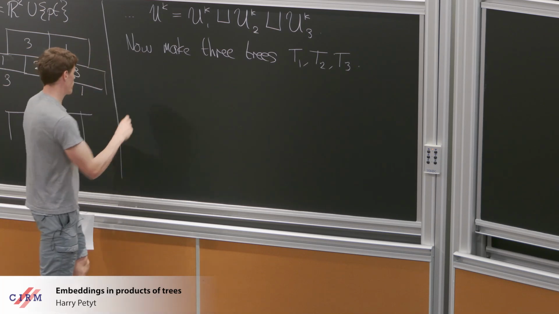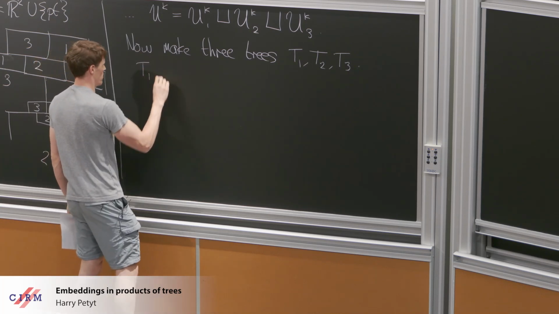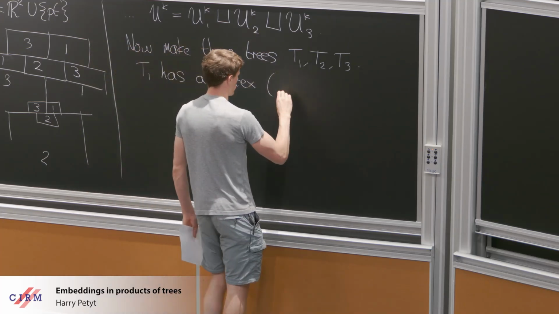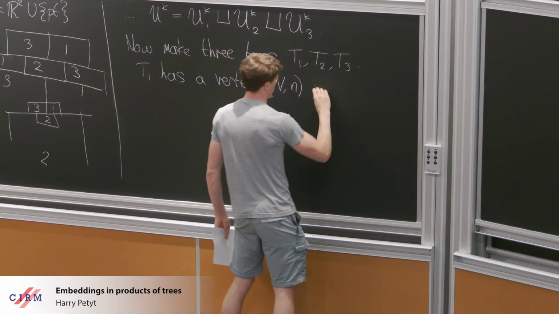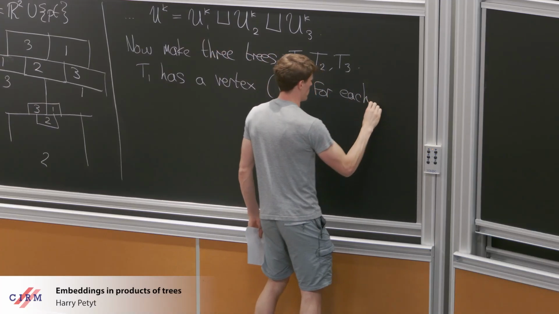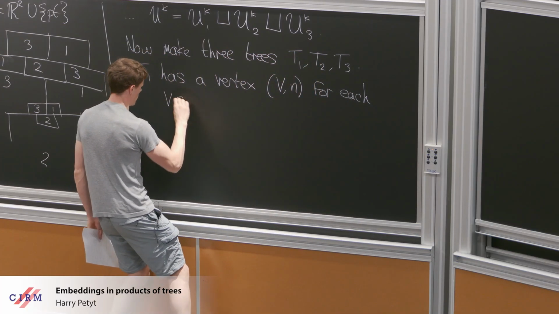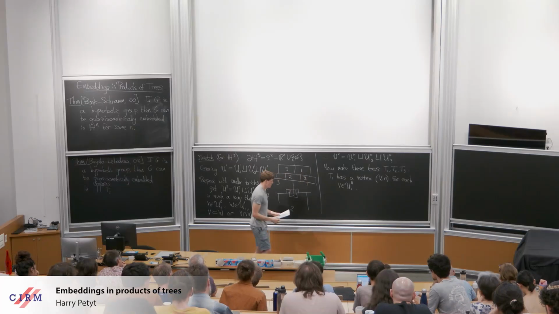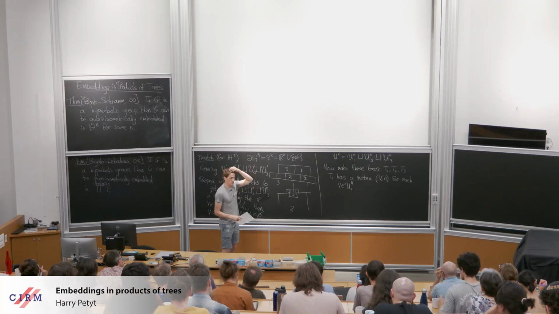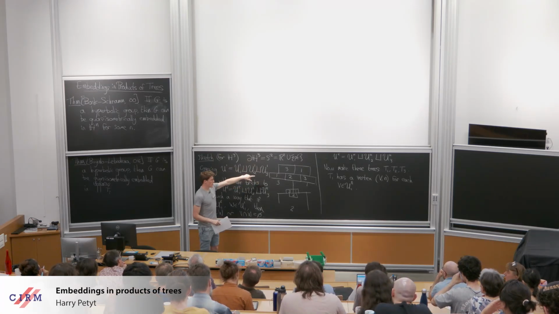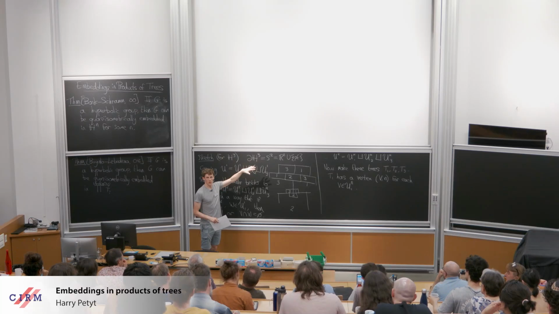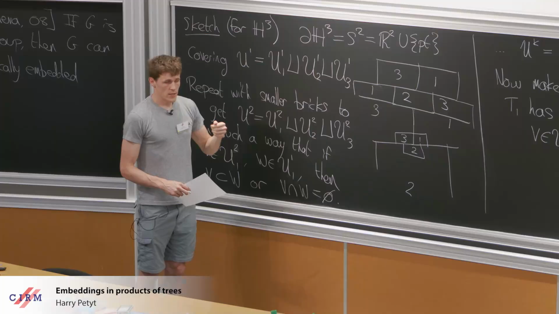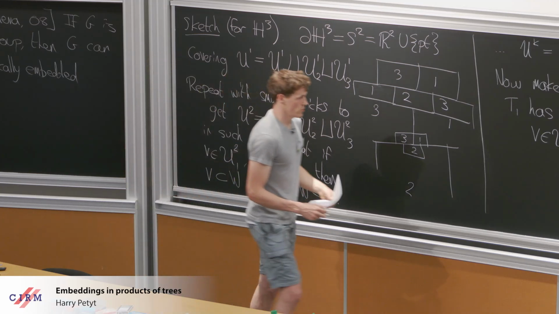So T1 has a vertex called Vn for each V in UN1. Okay, so for each element, for each brick in one of my covers at each level, I take a vertex. And then edges correspond to minimal containment.